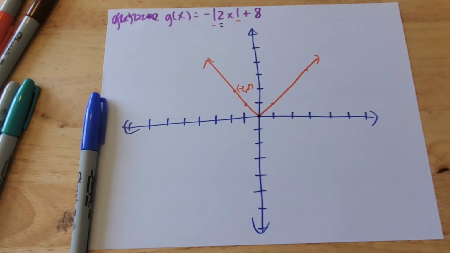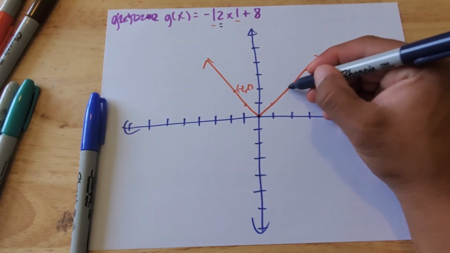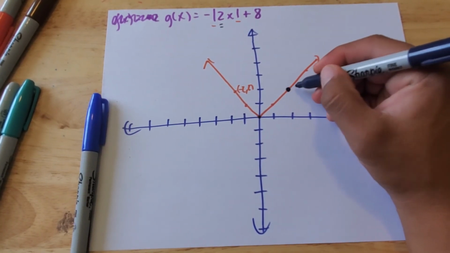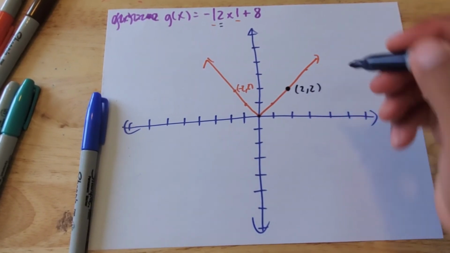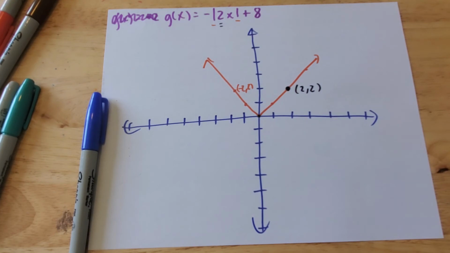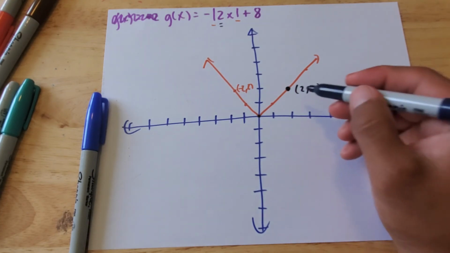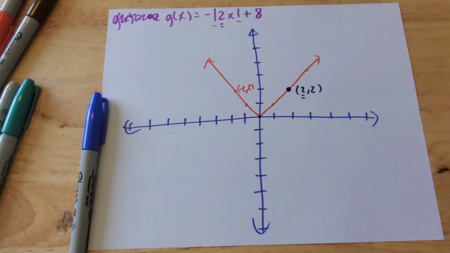Since it's multiplying by a number bigger than 1, it's actually going to do a horizontal shrink. What I mean by that is, let's say we take this point right here, which you know is 2, 2. What you actually are doing, instead of multiplying the x coordinate by 2, you're going to divide the x coordinate by 2. So again, it's opposite.